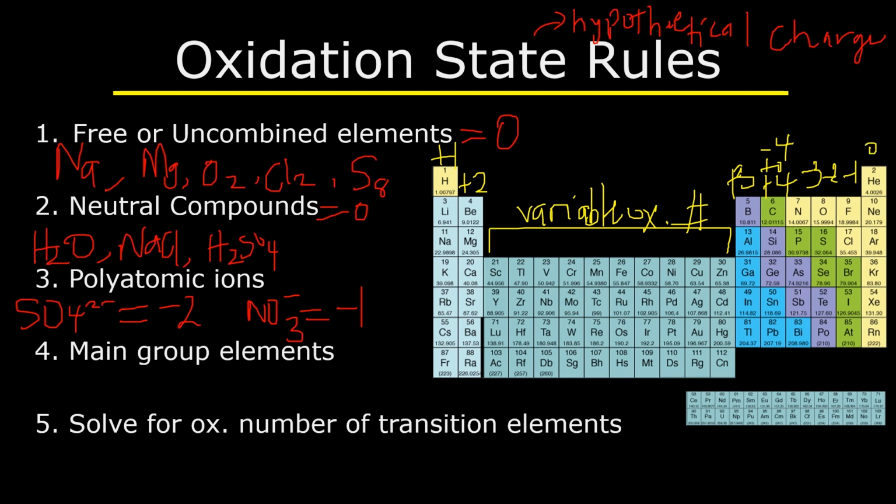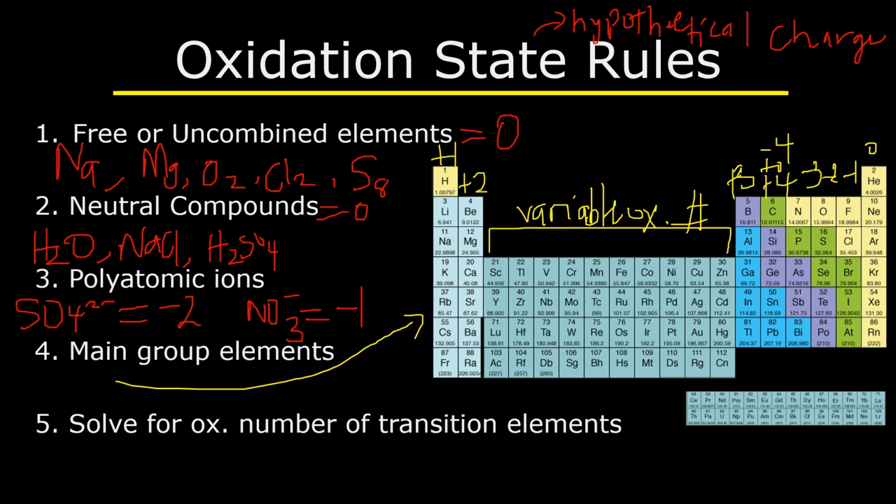So main group elements are the ones that aren't transition elements. So that includes this one, this one, this one, this one, this one, this one, and this one. And so we are usually able to predict based off of their position in the main group what their charges would be. Okay, so let me go ahead and clean that out. All right, and that's the rule for this. So refer over here for those rules.